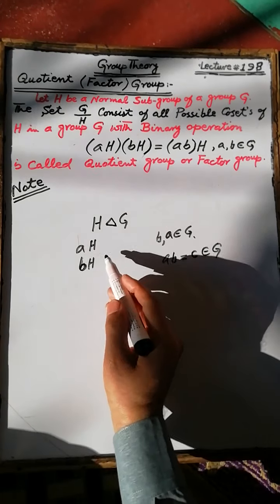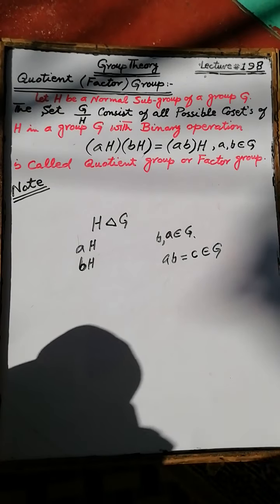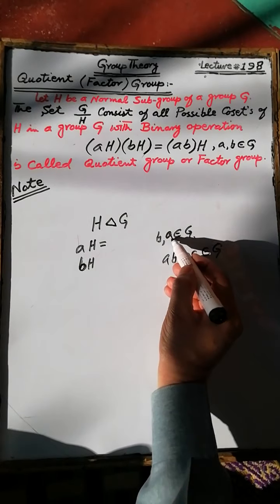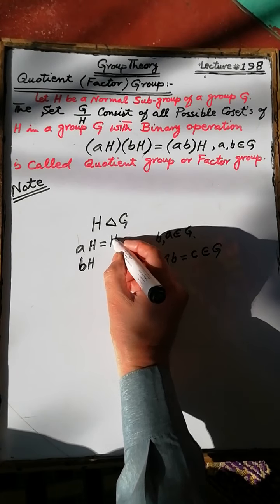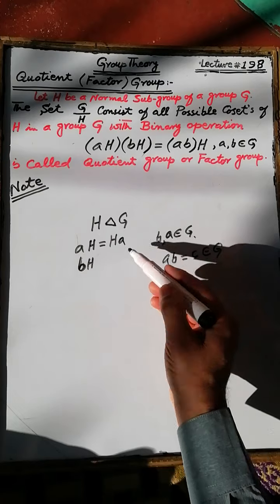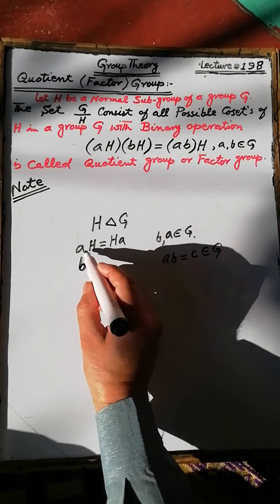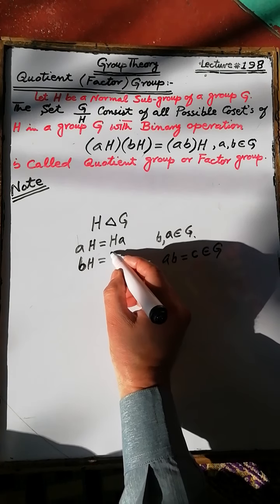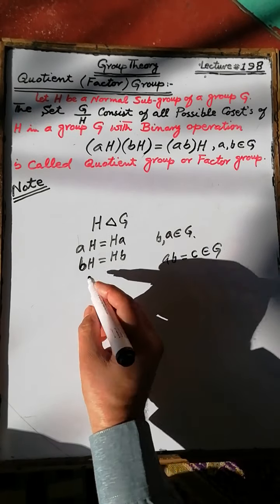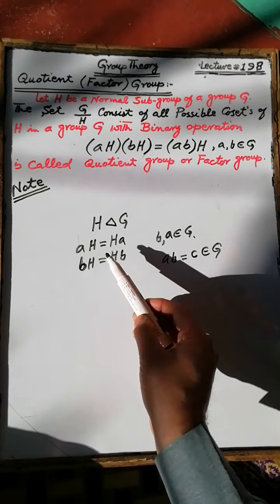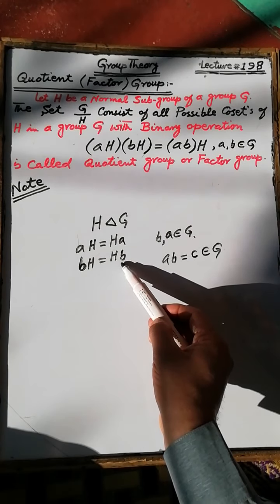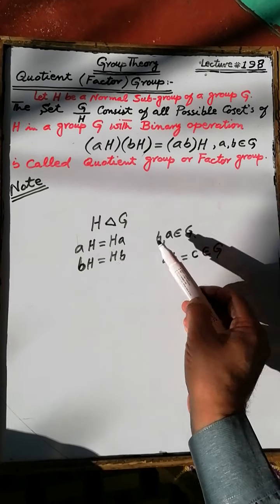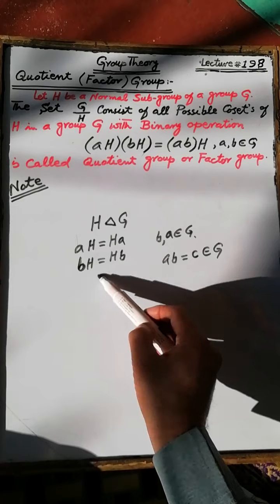Also, by our previous theorem, if H is a normal subgroup of a group G, then the left coset determined by an element a belonging to the group G is equal to the right coset determined by the same element of the subgroup H in a group G. That is, aH is equal to Ha and bH is equal to Hb. That is, the left coset determined by an element b belonging to the group G is equal to the right coset determined by the same element b belonging to the group G, the right coset of the subgroup H in a group G.